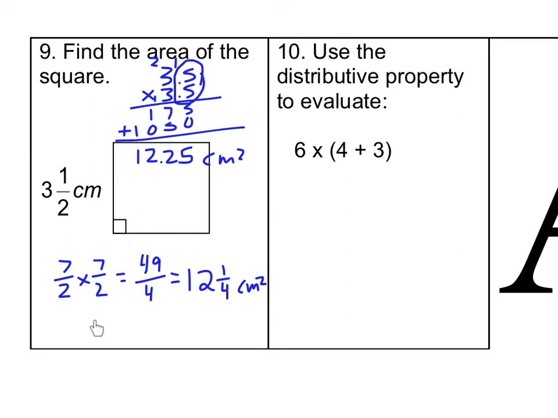So if you go fraction-wise, just put them as mixed numbers. 2 times 3 is 6, plus 1 is 7, so it's 7 halves times 7 halves, which is 49 fourths. When you divide and simplify, 12 times 4 is 48, and then you have 1 left over, fourth, and that is centimeters squared.